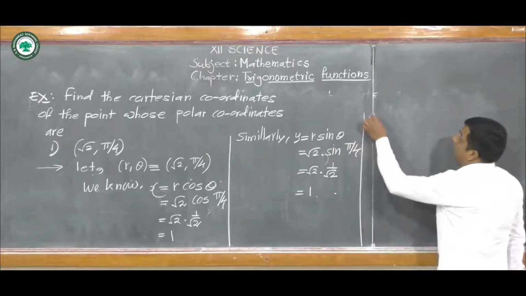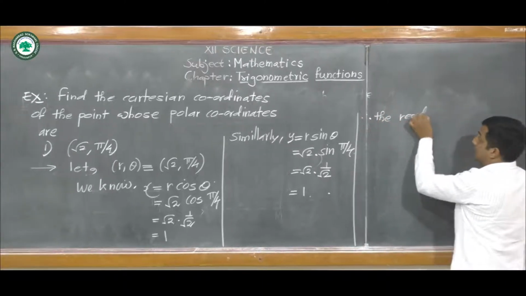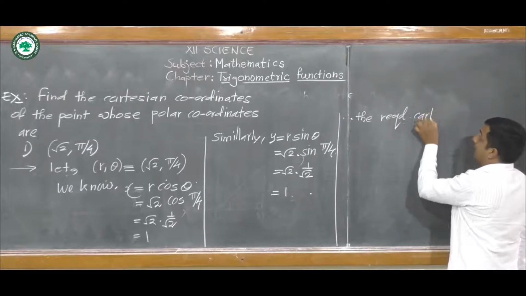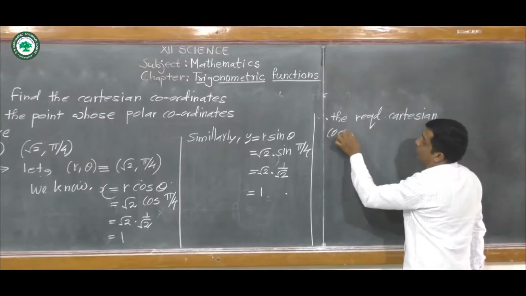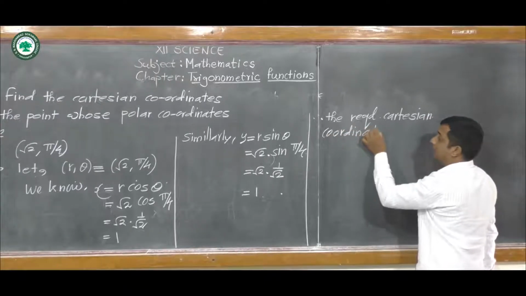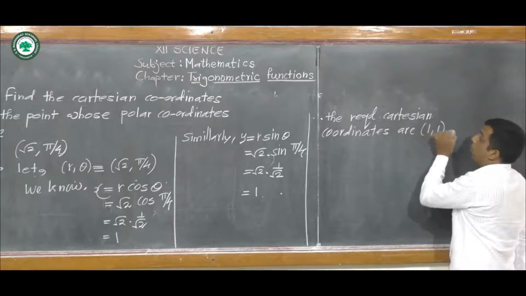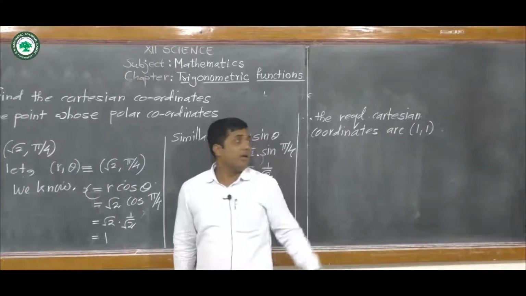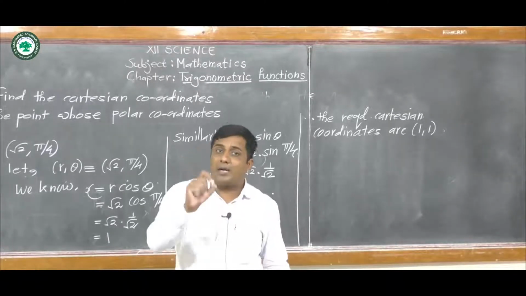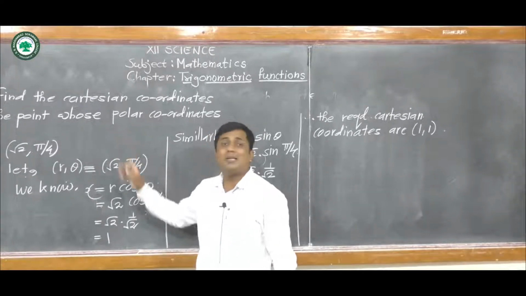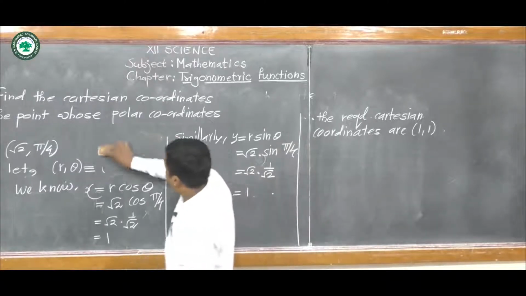So, I write, therefore, the required Cartesian coordinates are here ordered pair 1, 1. So we find the Cartesian coordinates by using the polar coordinates. Let's go with the second example.